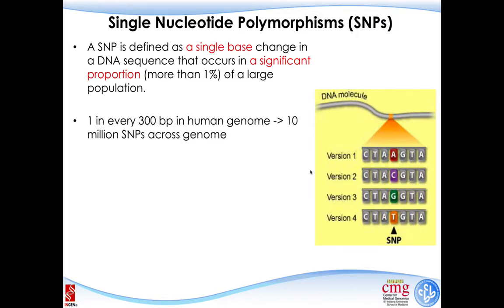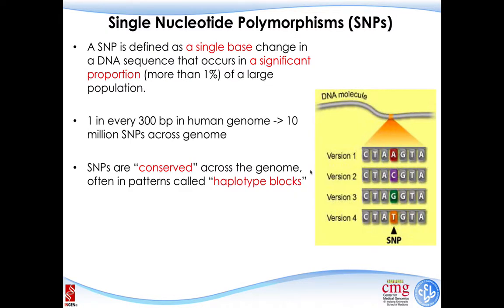And for the SNP, normally it's 1 in every 300 in the human genome, and there are over 10 million SNPs across the genome. And the SNPs are conserved across genome, often in patterns called haplotype. So what this really means is if there are two SNPs, they are like a few hundred bases away from each other. They are not independent, so they often travel together. And the pattern of that is called a haplotype. So if you are not familiar with this, don't worry, we'll come back to this concept a little bit later.